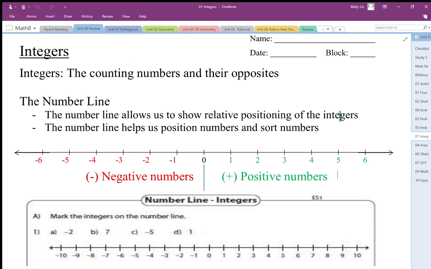We're going to start off by looking at integers. And integers are counting numbers and their opposites. So 1, 2, 3, and their opposites -1, -2, -3, and we also include 0 in that.